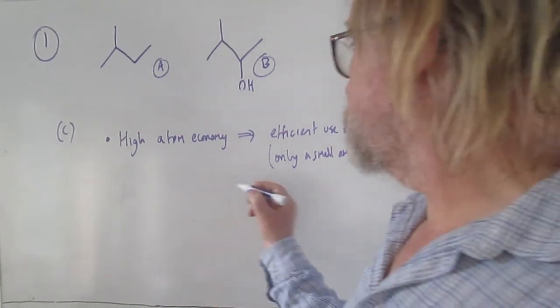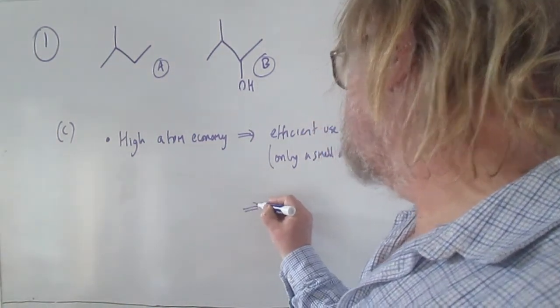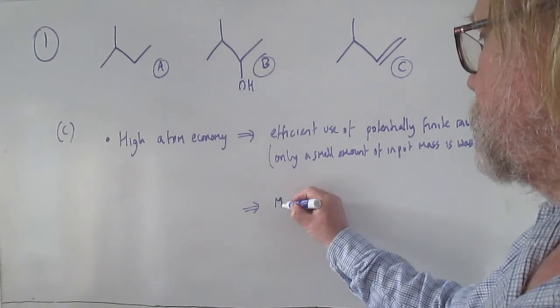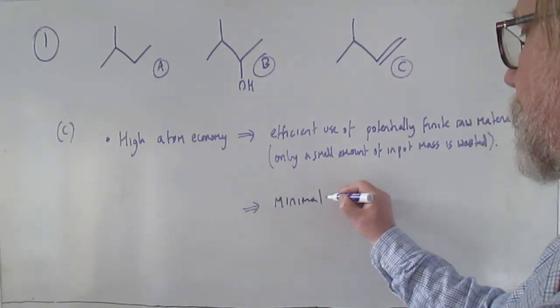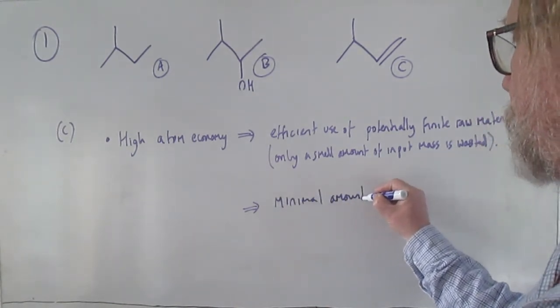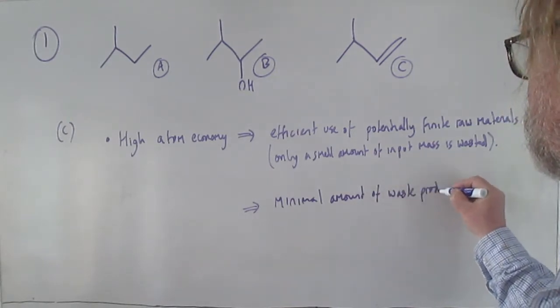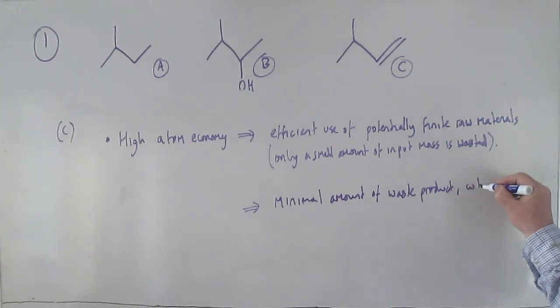The second thing is that what follows from that, obviously, is that the mass of other stuff that you get, the mass of the waste product that's produced, is kept small. And that's a good thing, because waste products have to be disposed of, and they have to be disposed of safely, and that can be problematic. So it means that you have a minimal amount of waste product which needs to be disposed of safely.